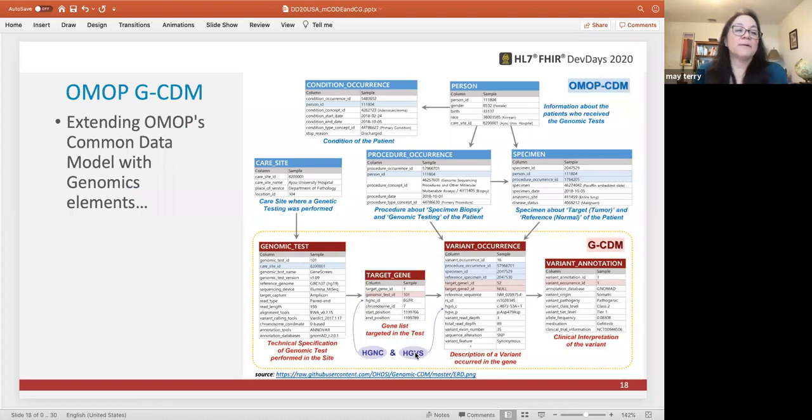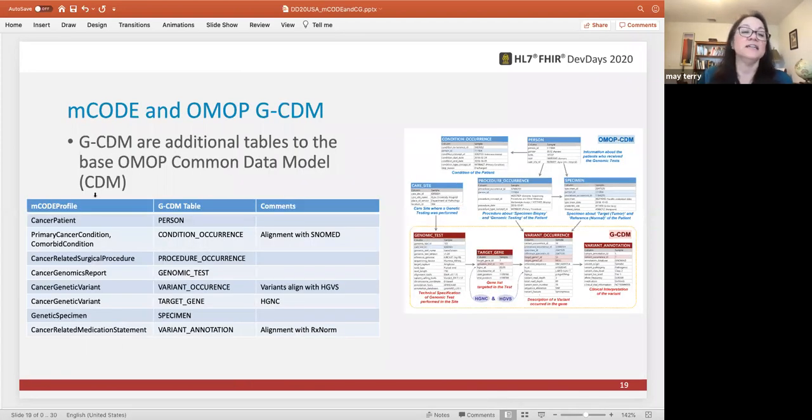So with OMOP, right now you'll see that there is an OMOP common data model. I've got just a very quick picture here. You'll see that there are some elements which do have some ties into mCODE. If I look at it a little bit closer, you can see that there's a little matrix that I created with regards to the mCODE profiles that are available and what they would translate into, at least at the entity level, in the CDM.